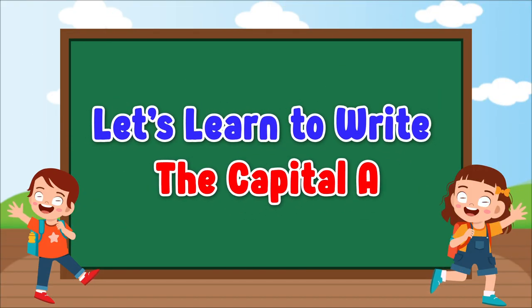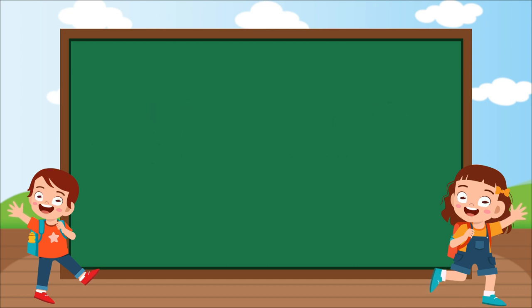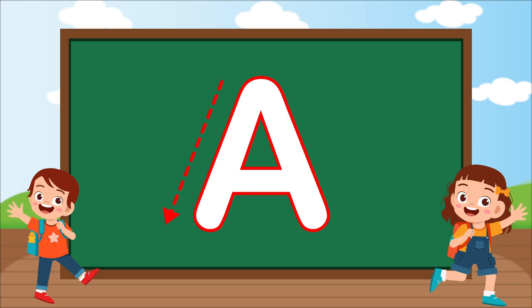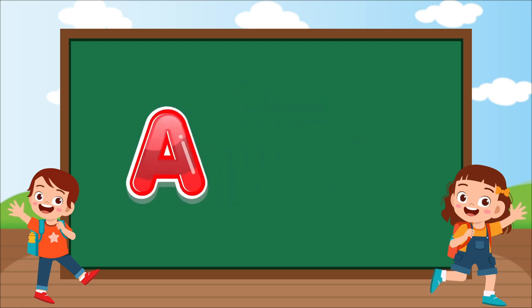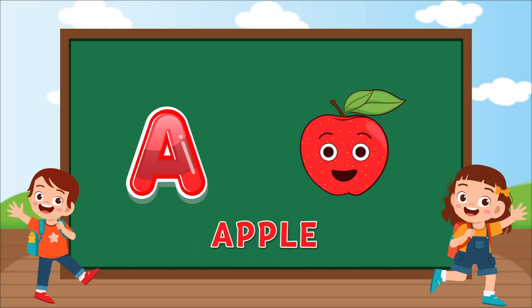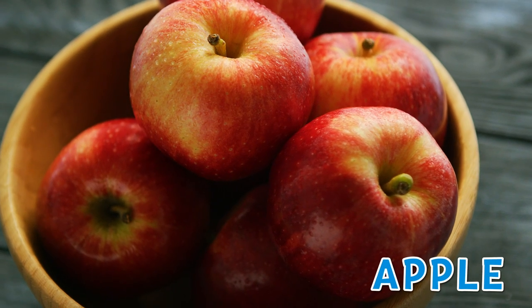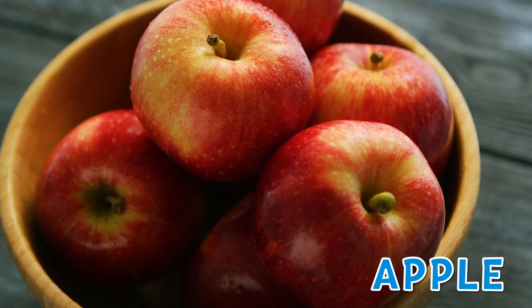Let's learn to write the capital A. First, we will draw a left slanting line. Then we will draw a right slanting line. And at the end, join the two slanting lines with a sleeping line in the middle. A is for apple. Apple.